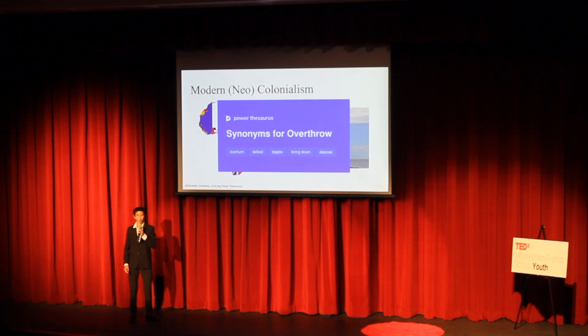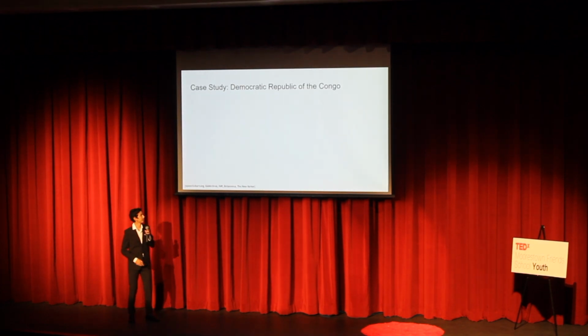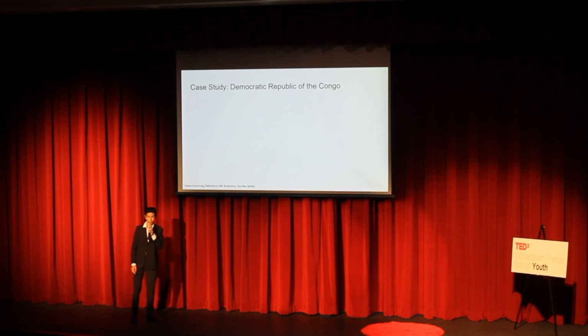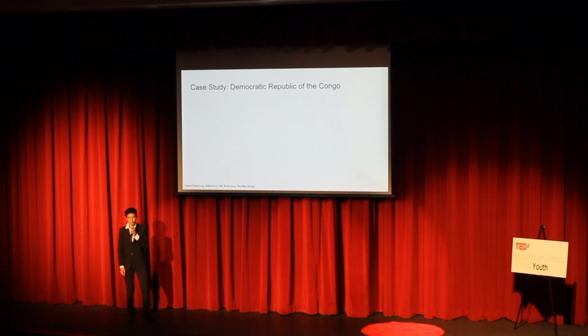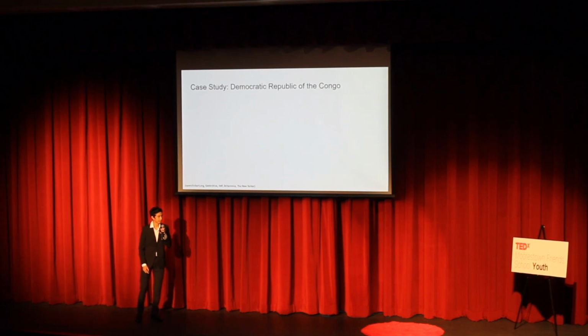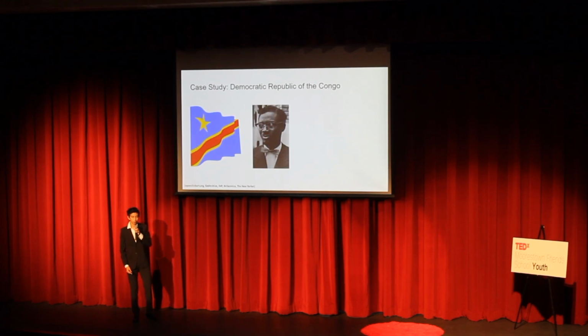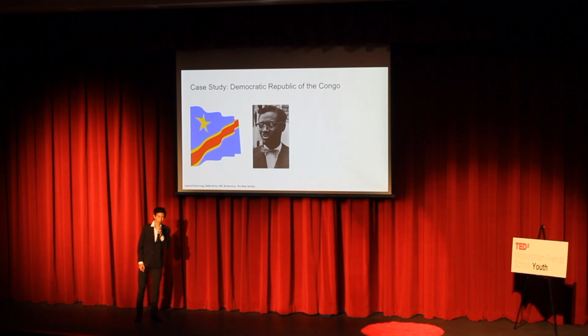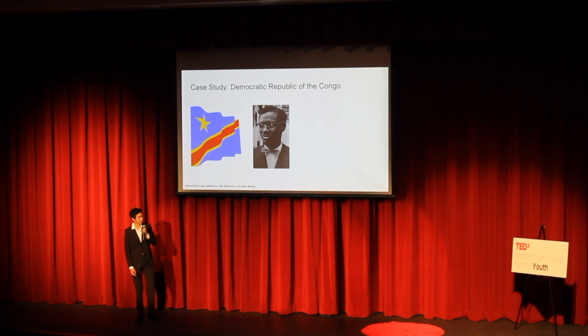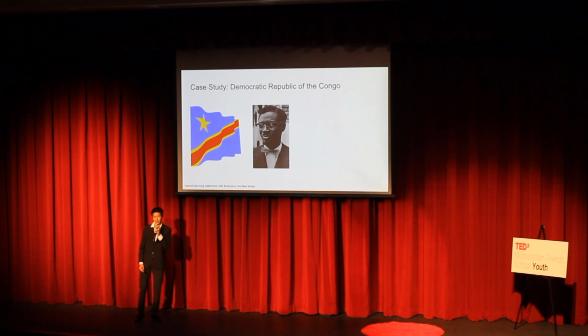A great example of everything I've been talking about is the Democratic Republic of the Congo, otherwise known as the DRC. This is a country in Africa that up until 1960 was colonized by Belgium. In 1960, the country gained its independence, and its first president immediately started enacting liberal policies, one of which was the nationalization of its mining industry. For those of you who don't know, the DRC's most valuable export is diamonds.